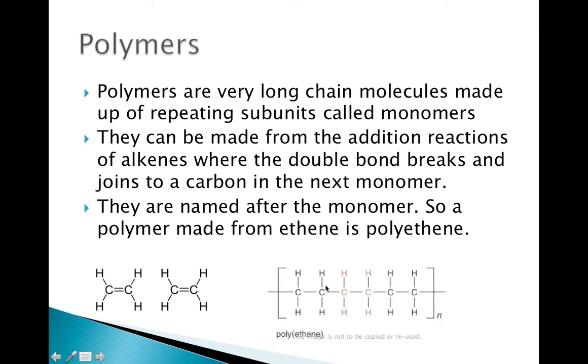So this here is polyethene. Now, if we look at it, it's got only single bonds. So you might be wondering why it has an ene ending. It's because it's a polymer of ethene. That's what the name means. Okay?